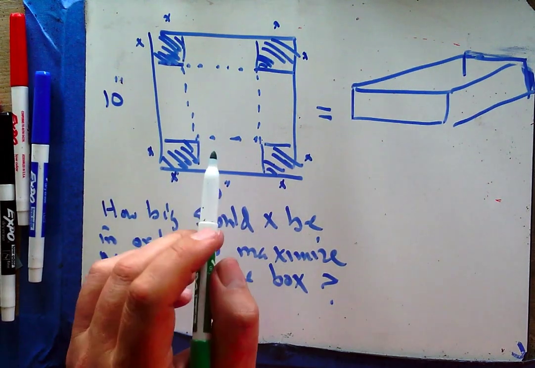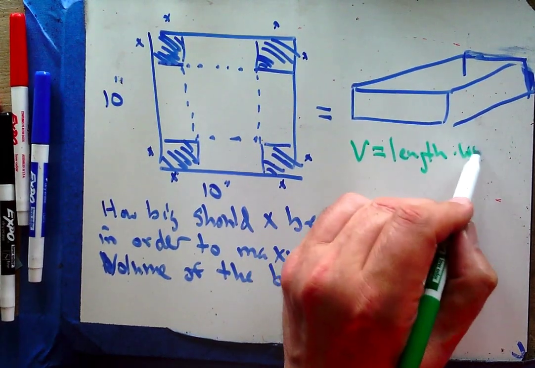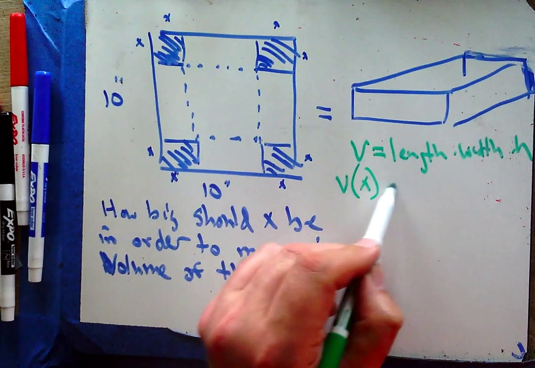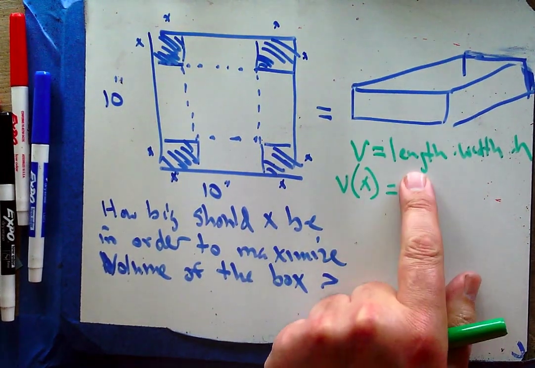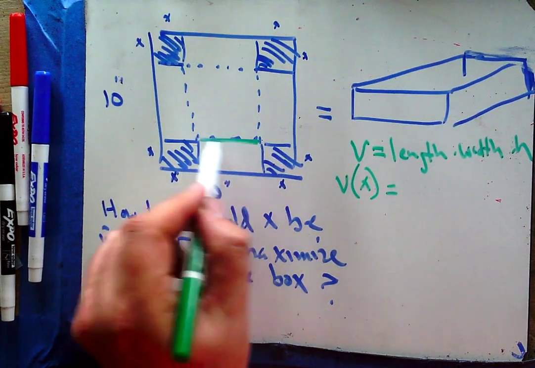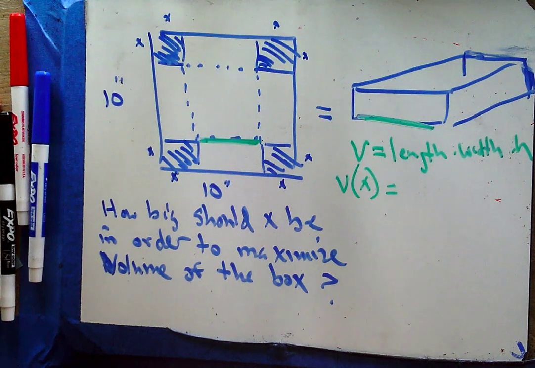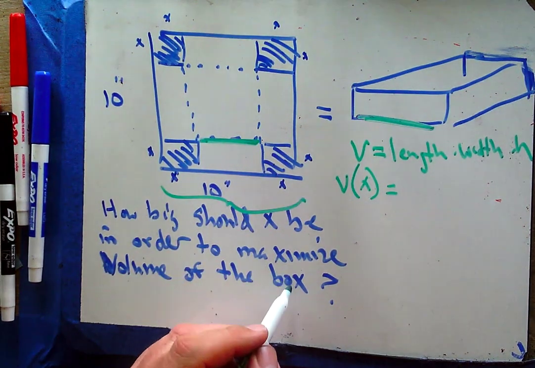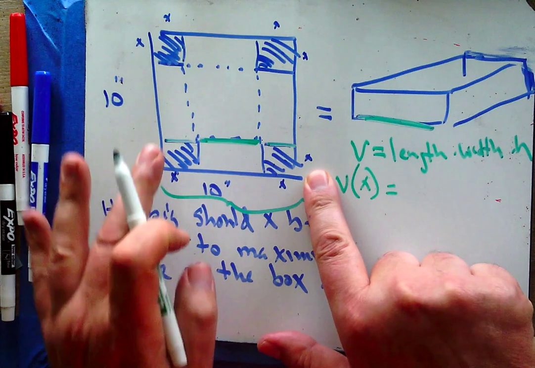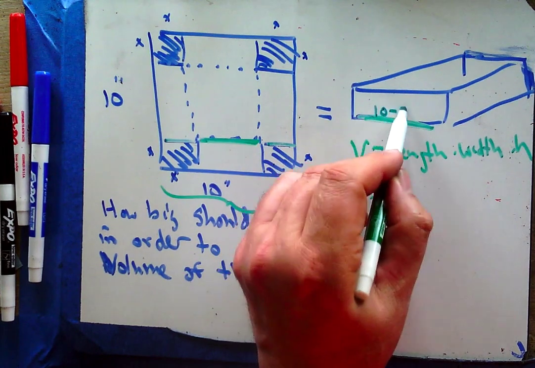Okay? Alright. So here's what I know. I know that the volume of the box is length times width times height. But what I'm wanting is volume in terms of x. So I have to write this in terms of x, and this in terms of x, and this in terms of x. All right, well, let's see. This length here corresponds to this length here. So how long is that green segment? Well, we know that this length is 10, and that this much is x, and this much is x. So if I take that 10, and I take away an x, and I take away an x, I'll have that segment. So this is 10 minus 2x.